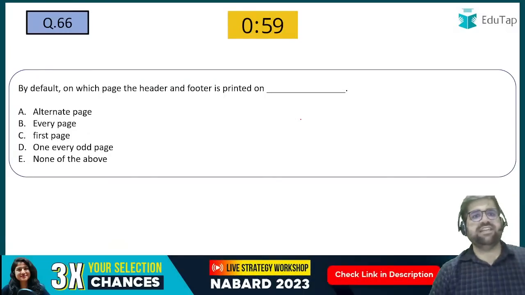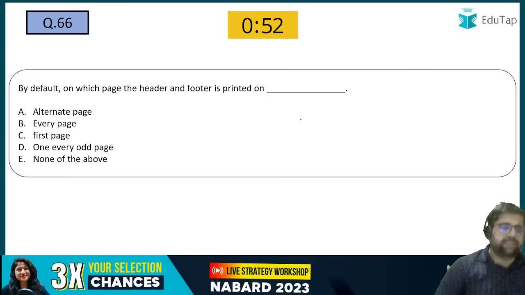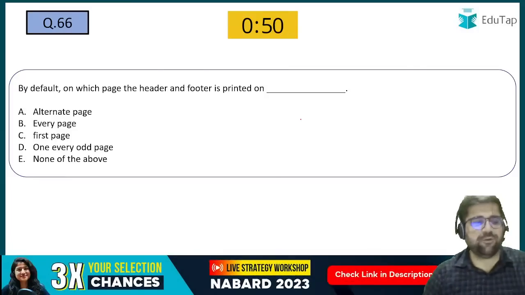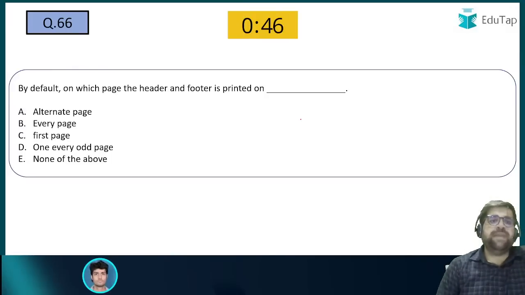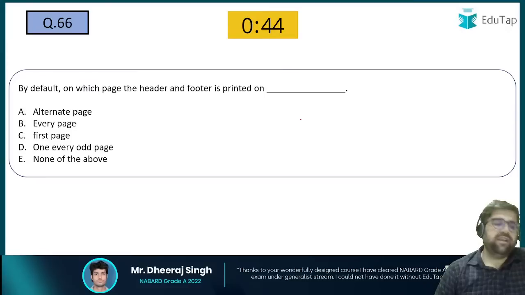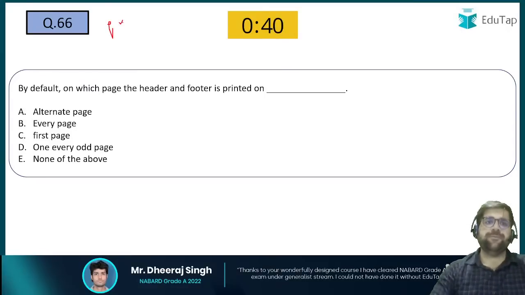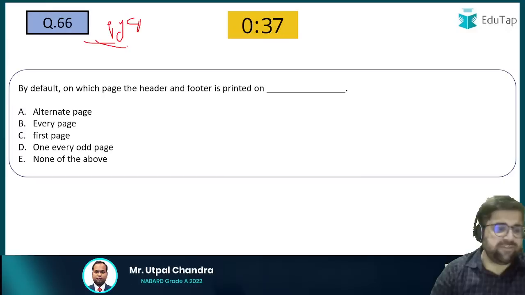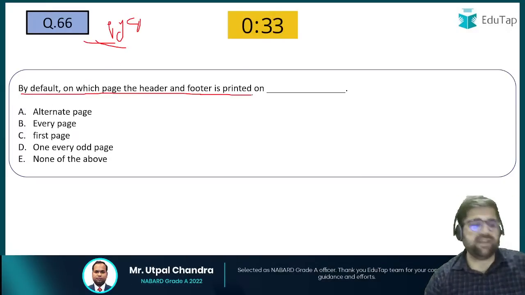Question number 66. Now I am coming to MS Word. Question number 66. Let me see who gives me the right answer for question number 66. By default, on which page are headers and footers printed? Again, this is also a previous year question, if I am not wrong. Okay, previous year question. By default on which page the header and footer is printed?